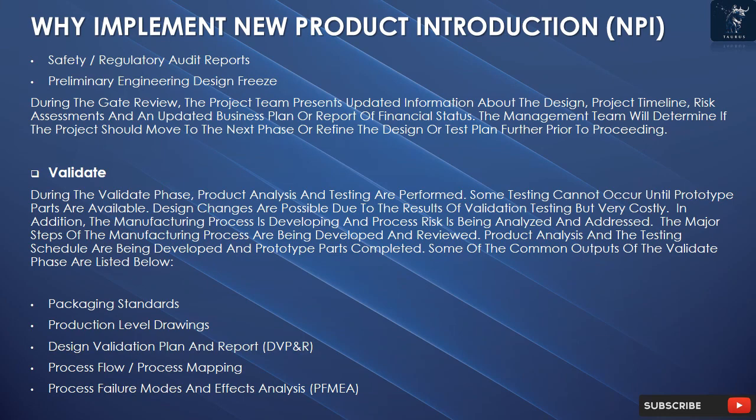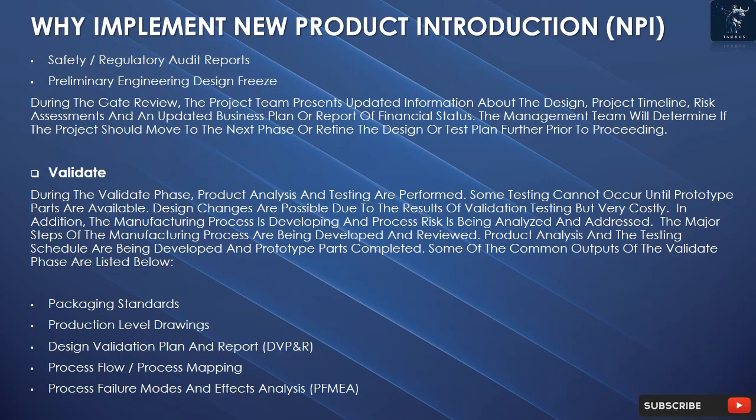Validate. During the validate phase, product analysis and testing are performed. Some testing cannot occur until prototype parts are available. Design changes are possible due to the results of validation testing but very costly. In addition, the manufacturing process is developing and process risk is being analyzed and addressed. The major steps of the manufacturing process are being developed and reviewed. Product analysis and the testing schedule are being developed and prototype parts completed. Some of the common outputs of the validate phase are listed below.